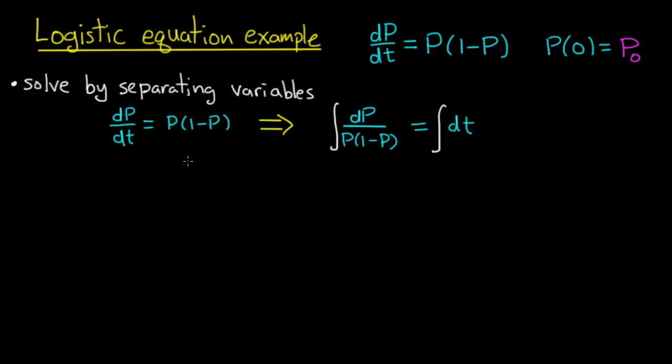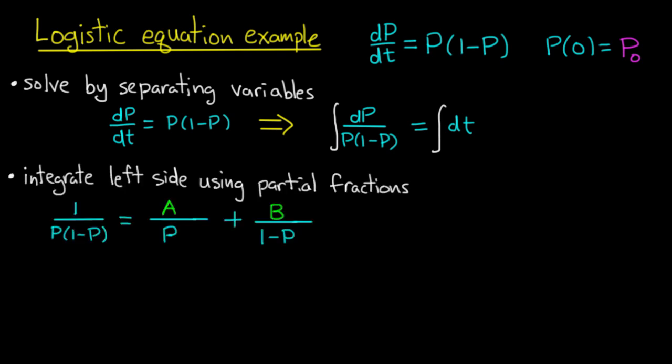Remember, to separate variables, we put all the p's on one side and all the t's on the other, and we get the integral of dp over p times (1 minus p) equals the integral of dt. The integral on the right-hand side is very easy, but the integral on the left-hand side is a little harder. To compute it, we need to use the technique of partial fractions. I'll remind you how that works.